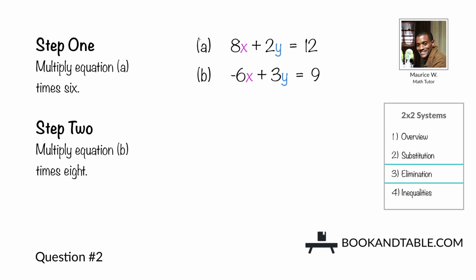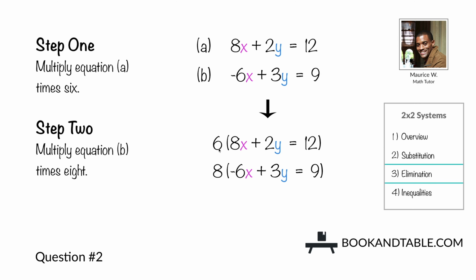We were given equation A, 8x plus 2y is equal to 12, and equation B, negative 6x plus 3y is equal to 9. Since the y terms do not have equal or equal with opposite signs for coefficients, we'll eliminate x first and solve for y. So we'll want to multiply equation A times 6 so that we get positive 48 for x. And we want to multiply equation B times 8 to give us negative 48x.